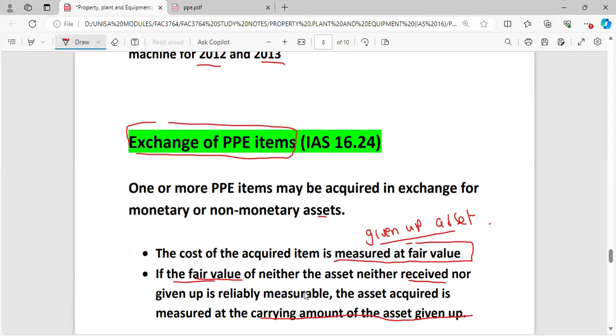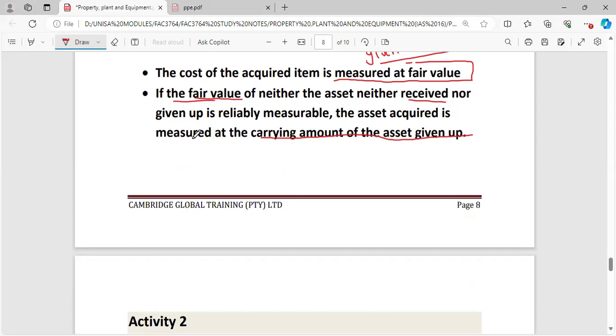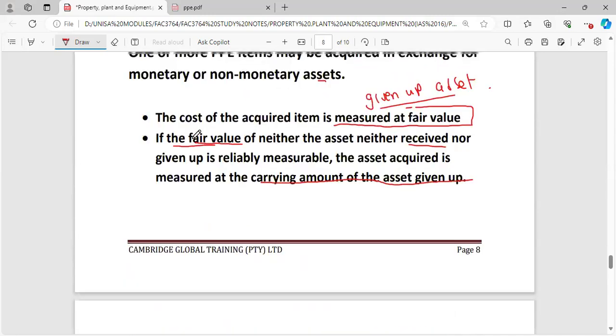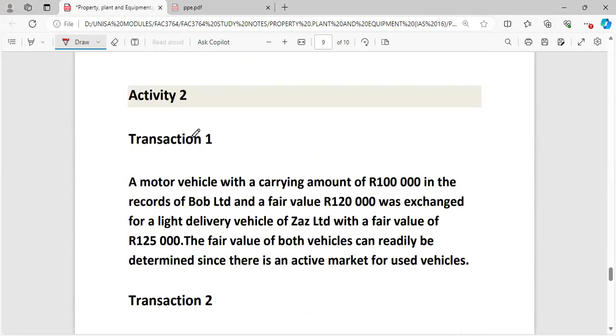So you should look at where there is no fair value, where it cannot be measured, then you are going to use the carrying amount of the asset that is given up. So that's another key area that you should look at in your PPE questions, where there is an exchange of PPE items. I think there's an activity for that here. Let's do this together. I think based on our explanation here, we will be able to do this activity together.